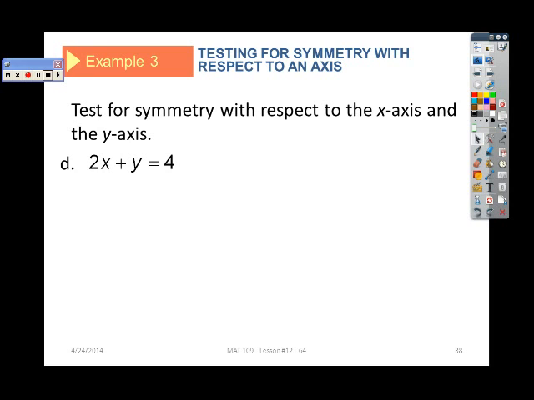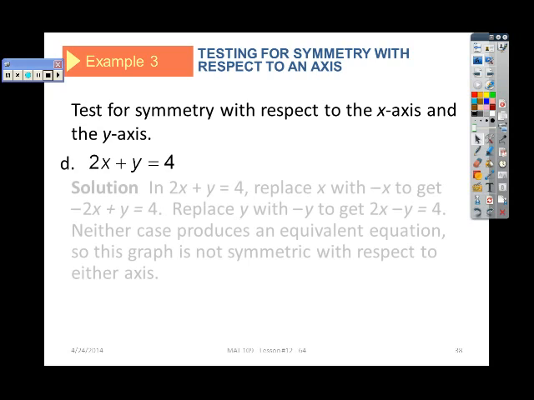What about this example? If you replace x with minus x, you're going to get this, minus 2x plus y equals 4. That's not the same thing, is it? So it's not symmetric with respect to y. We'll replace y with minus y. You're going to get this. That's not the same thing as that. So it's not symmetric with respect to the y-axis either. Or, I'm sorry, the x-axis. It's not symmetric with respect to either.